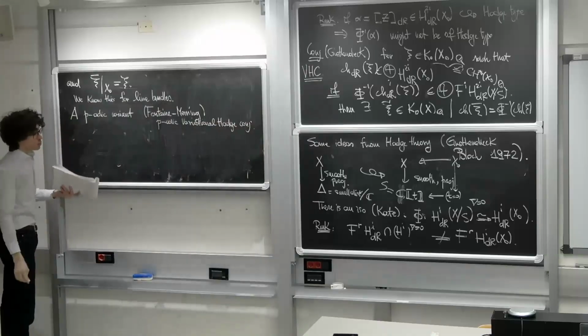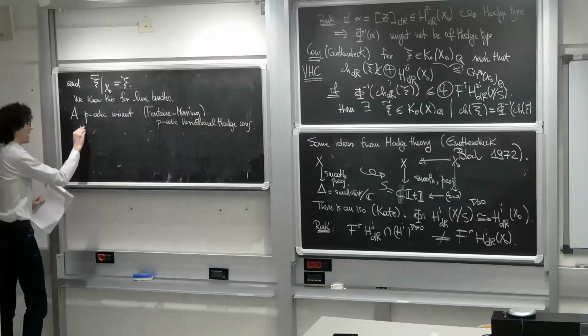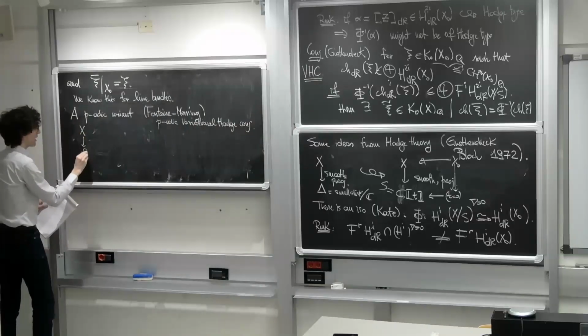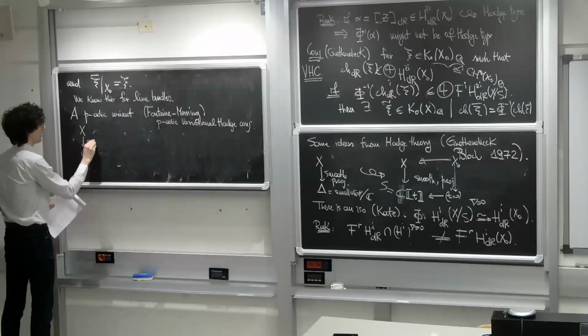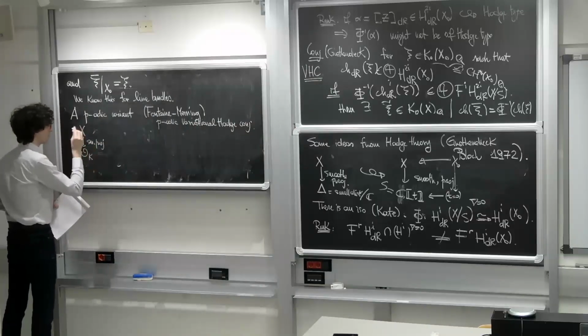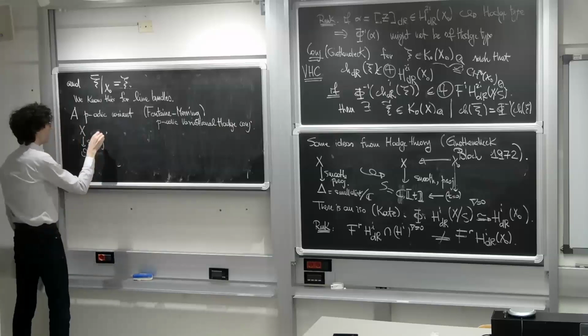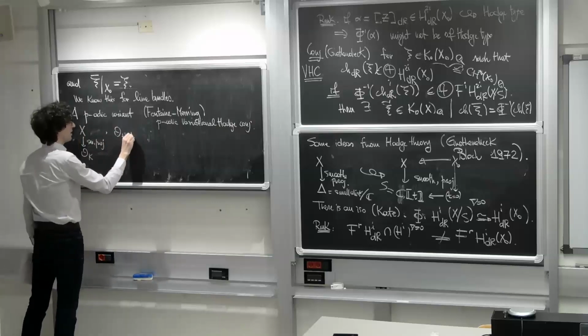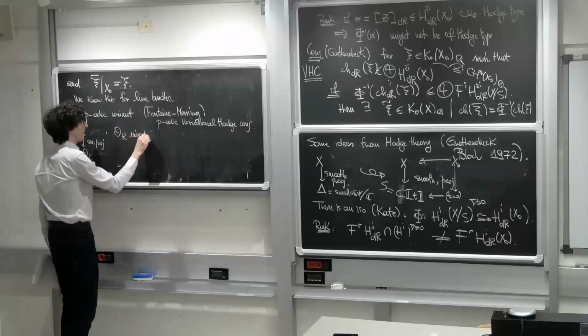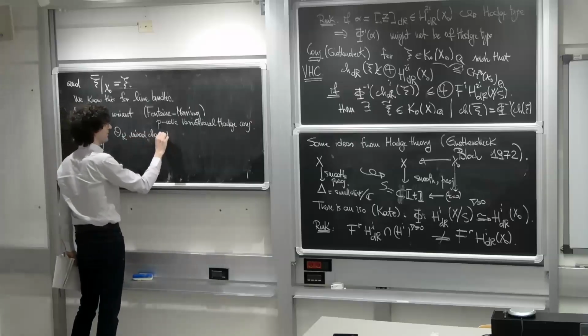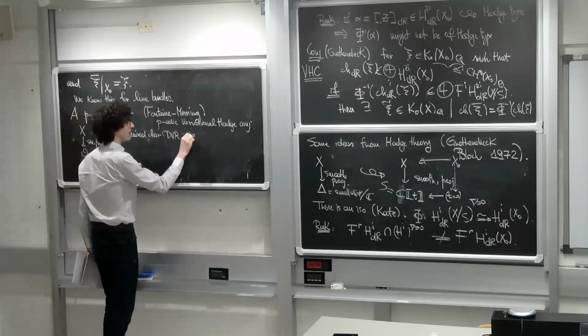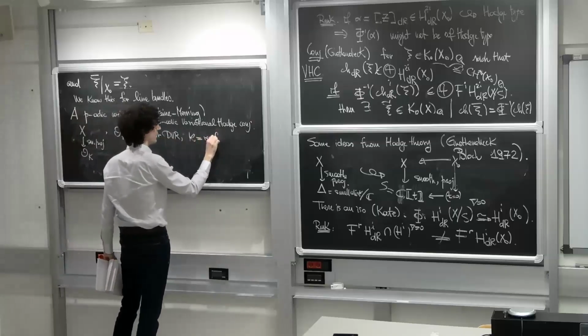The situation is, of course, of arithmetic type. So you start from X over OK, again smooth and projective, where OK is a mixed characteristic DVR, and little k will be the residue field.